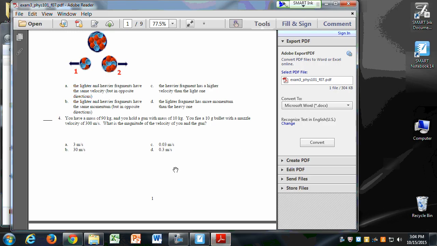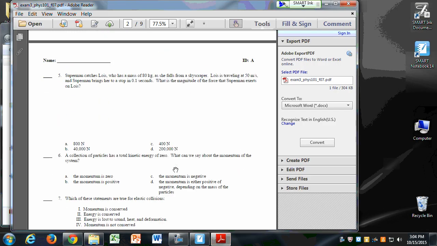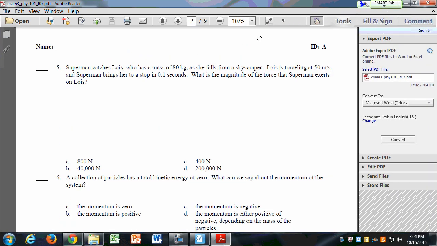So let's look at this number 5 here. This is fall 07. On the test, it's laid out in the order that we cover it. So the first part of the test will be energy, the second part of the test will be momentum, and then the third part of the test will be rotation. So this would be a momentum problem.